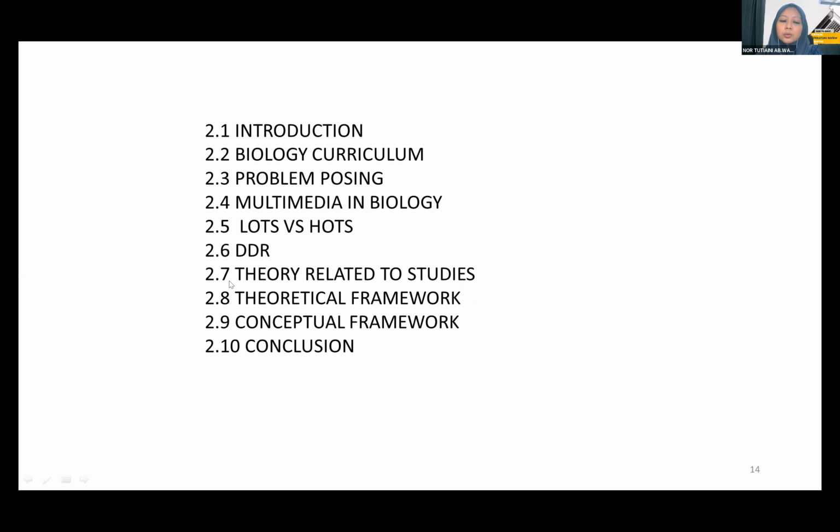Alright, so 2.7 theory related to studies, ini adalah standard, memang kena ada. Theoretical framework of the study, conceptual framework of the study. Okay, and then conclusion. Okay, so more or less, kita dah arrange the themes according to our title, dan our title semua anything that we actually mention in our title dah cover in our literature review, so you are safe. Kalau you nak add, you can add accordingly. Okay.